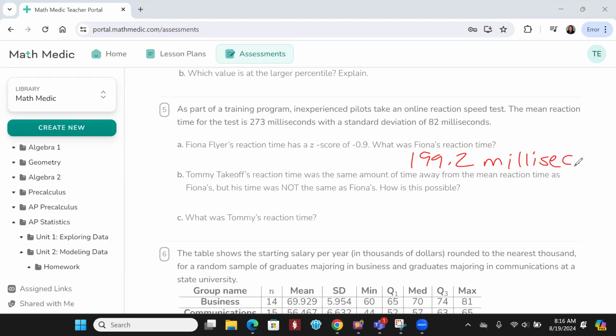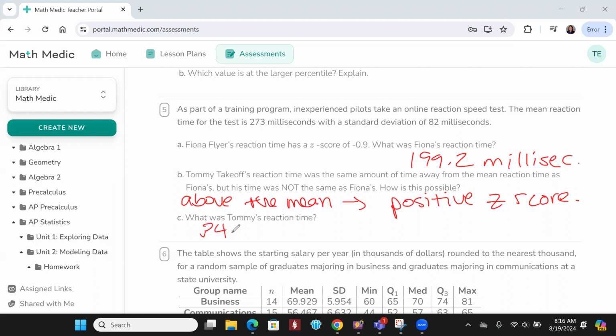Okay. Tommy's takeoff reaction time was the same amount of time away from the mean reaction time as Fiona's, but his time was not the same as Fiona's. How is this possible? He had a positive z-score. Okay, so he was above the mean. What was Tommy's reaction time? 346.81 seconds. Did I do wrong? No, that's right. I'm using the MS for David.